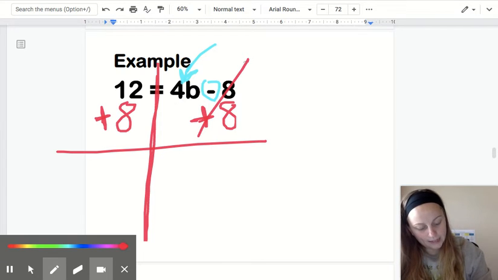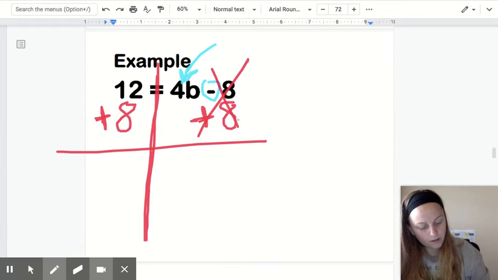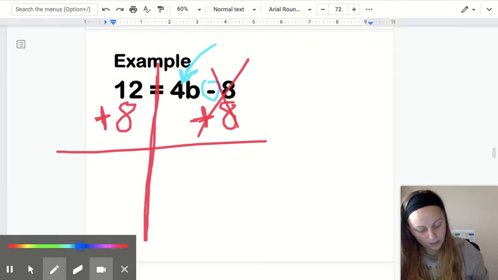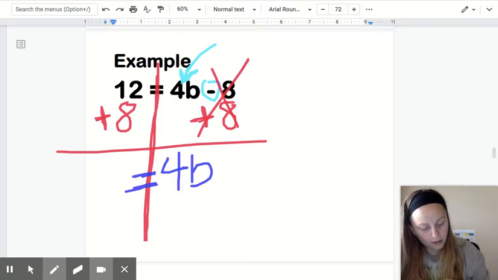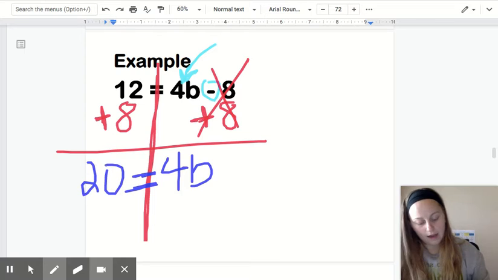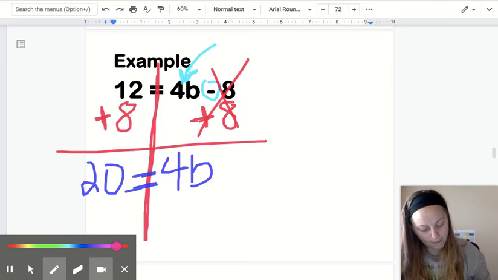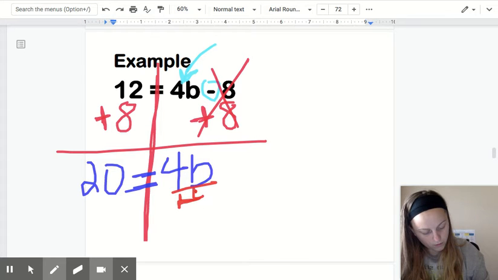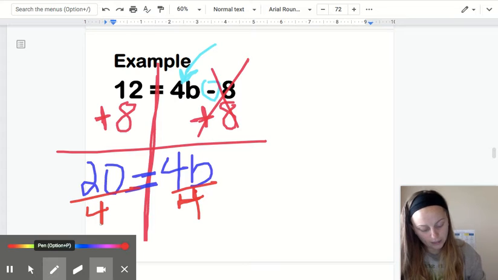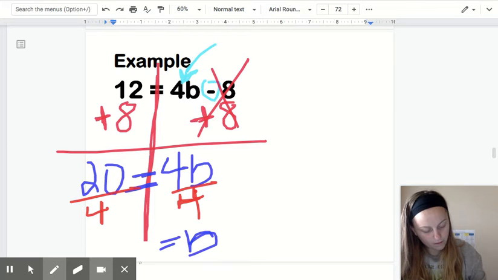So these minus 8s and plus 8s cancel out. All I'm left with on this side of the equation is 4b, equals, on the other side of the equal sign, is a 20. I solve this by dividing both sides by 4. Divide by 4, divide by 4. Which gives me my final answer here of b equaling 5.